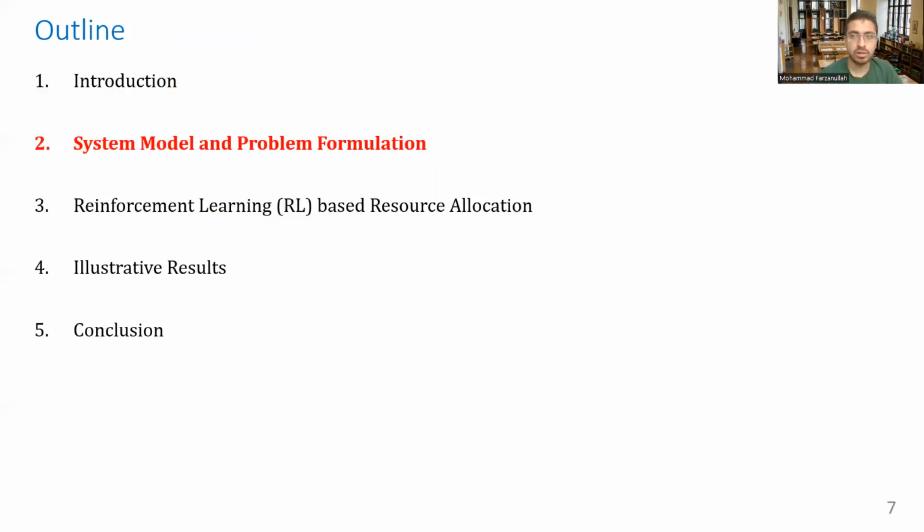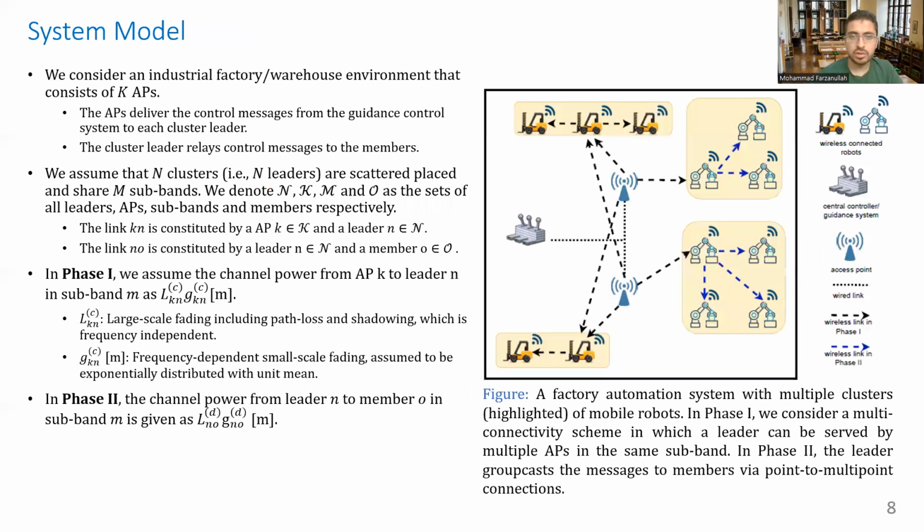Moving on to the system model and problem formulation. So we consider a factory floor setting with multiple access points and multiple clusters. We assume that there is a limited set of available subbands. And as can be seen in the figure, the highlighted part shows the cluster where each cluster has one leader and multiple members.